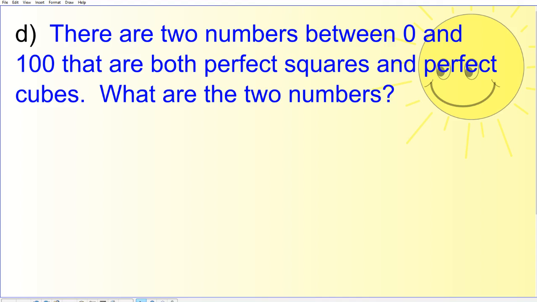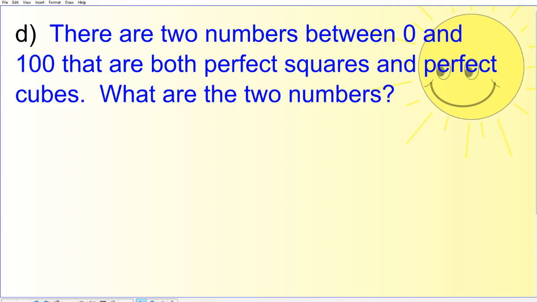Letter D. Last of these problem solvings. It says there are two numbers between 0 and 100 that are both perfect squares and perfect cubes. What are those two numbers?